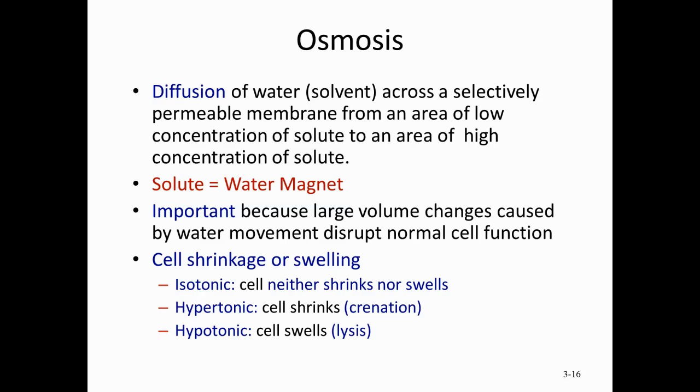Hypertonic solution, again, we're talking about the solution, not the cell. Hypertonic solution, let's say we dump a whole lot, maybe 1 or 2% of sodium chloride into that water. Now that's going to be a lot more salt than what's inside the cell. Remember, salt is a solute. It is a water magnet, which means it's going to draw the water out of the cell and cause that cell to shrink. We call that crenation. Okay, so cell shrinkage is crenation.